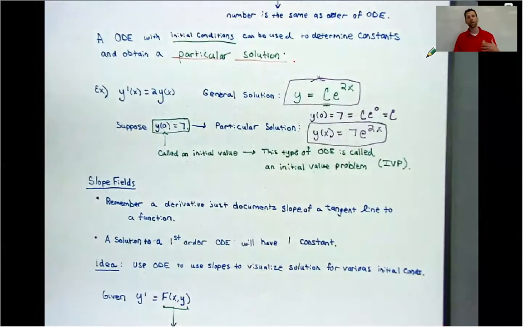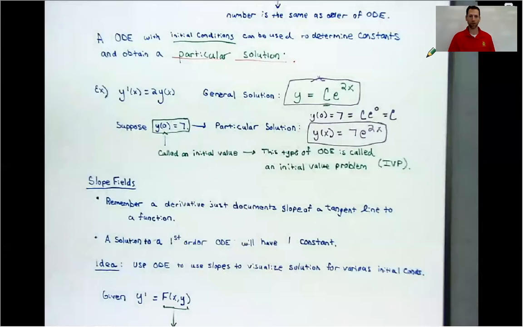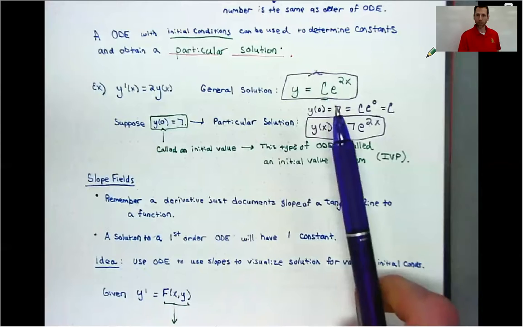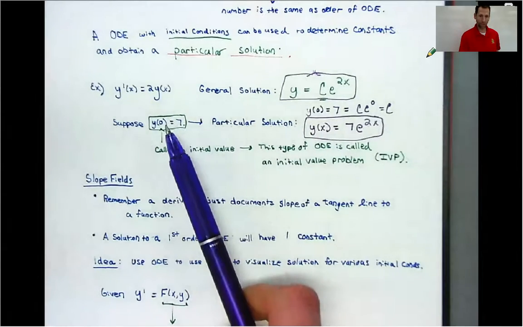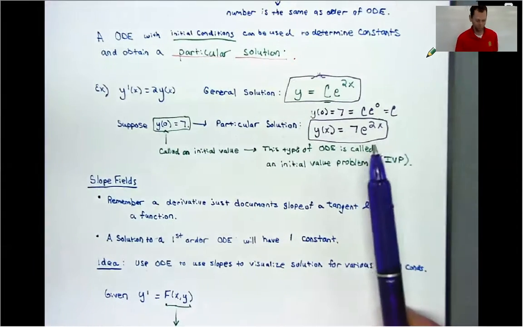Okay. Now, the forthcoming sections look at how we find these solutions if you're given a very simple differential equation, which are going to be called separable differential equations. But if you were given the general solution and you knew it passed through a particular point, then you could find a very specific, or particular, solution.